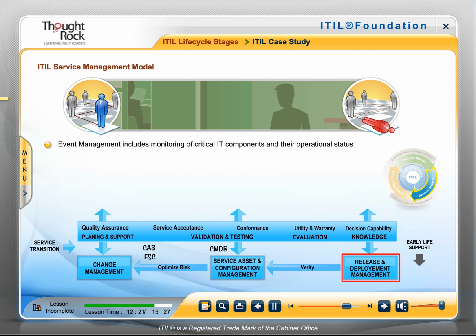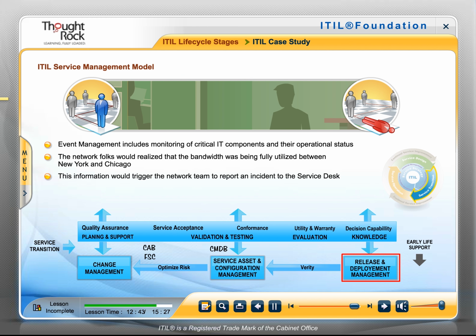And operationally, event management may have contributed even before the incident was recognized by users. Event management includes monitoring of critical IT components and their operational status. The network folks would have been watching their monitors and realized that the bandwidth was being fully utilized between New York and Chicago. This information would trigger the network team to report an incident to the service desk that in turn would trigger actions guided by the service level agreement. Corrective actions would be taken immediately to minimize the business impact, the extent of service disruption noticed by users, of the incident.